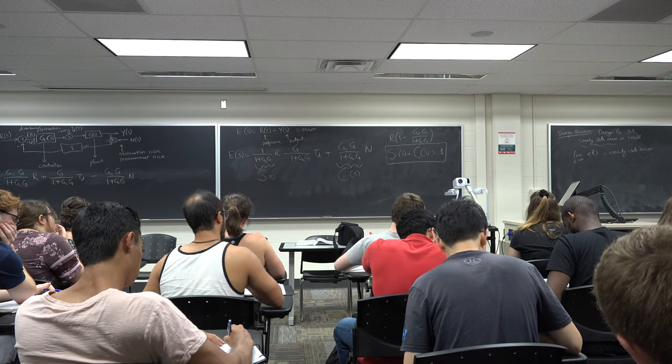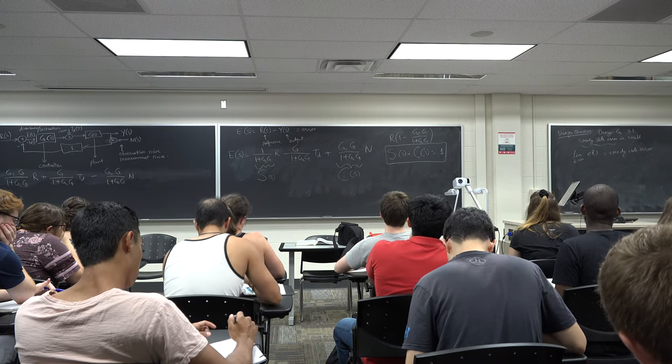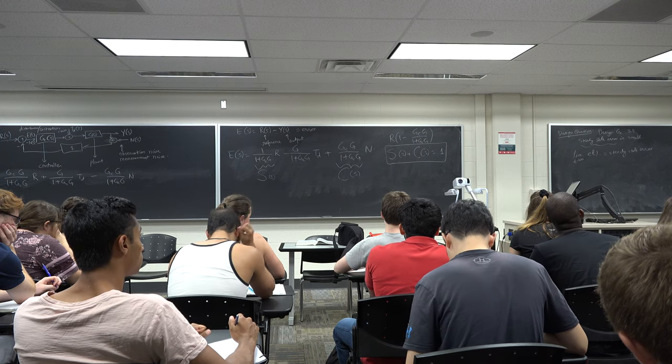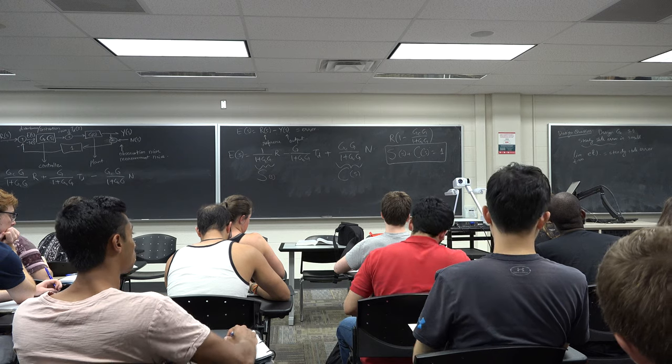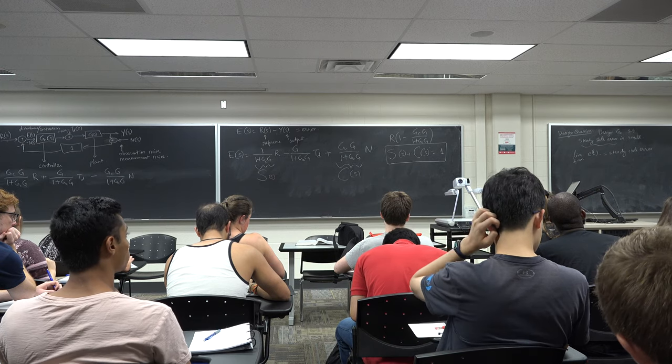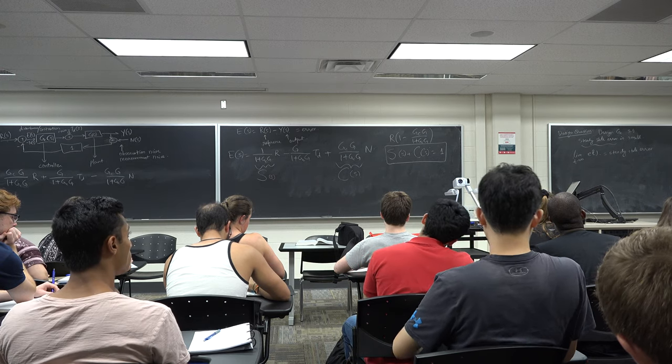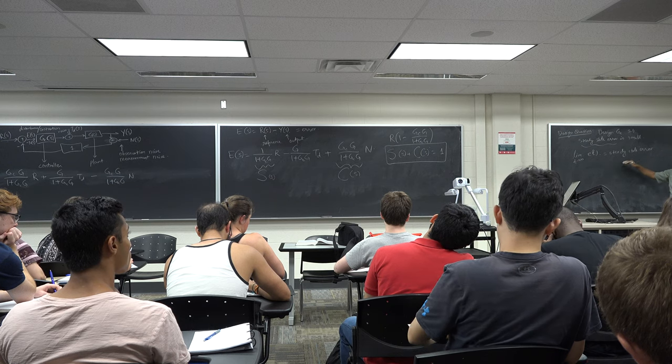Okay, so that's the steady state. So there is a transient phase where things are evolving, things are changing pretty rapidly. But then there comes a steady state where things do not change whatsoever. It's in an equilibrium state. Okay, so that's known as steady state.